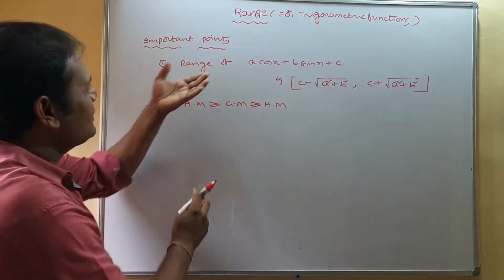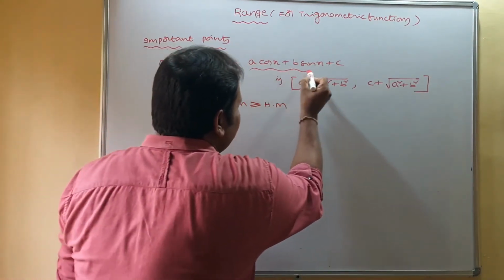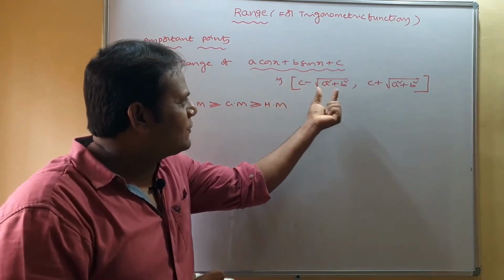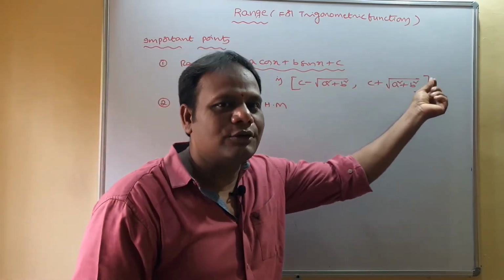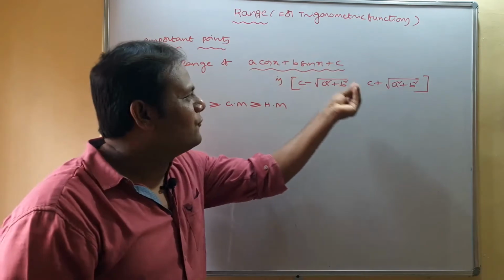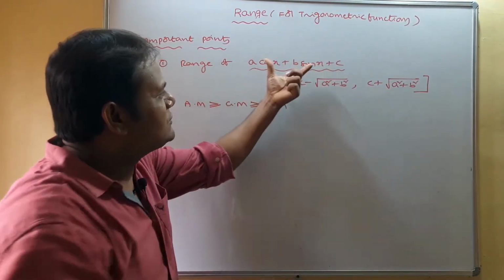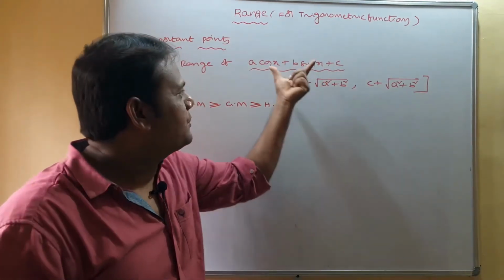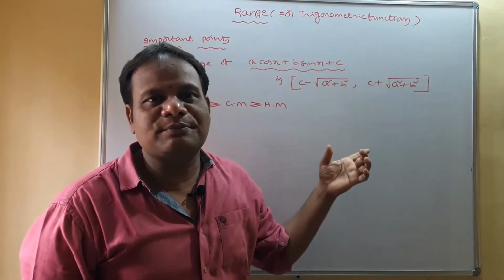See, range of the trigonometric function a cos x plus b sin x plus c, that is closed interval c minus root a square plus b square comma c plus root a square plus b square. You must remember this. This is very useful. And what is minimum value for this function? That is c minus root a square plus b square. Maximum value for this function, that is c plus root a square plus b square.